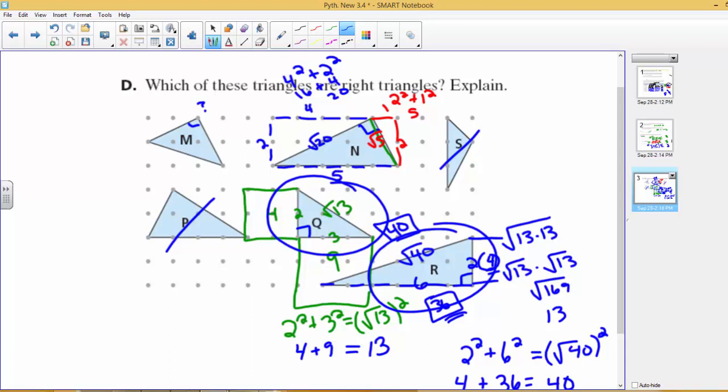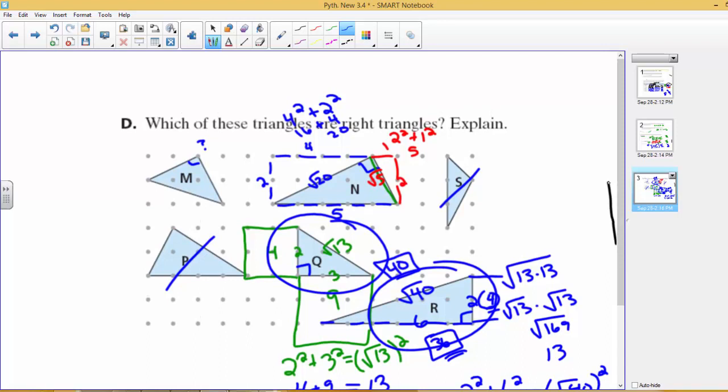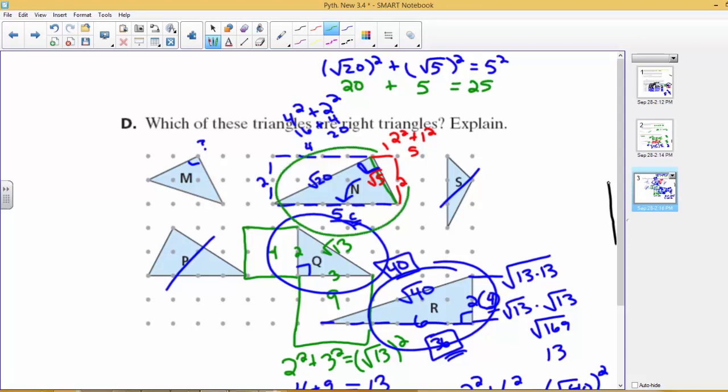So the question is, 5 is the biggest side. This is the potential 90-degree angle. So this is going to be our C value. So is the square root of 20 squared plus the square root of 5 squared equal to 5 squared? Well, the square root of 20 squared is 20. The square root of 5 squared is 5, and then 5 squared is 25. This does work, so this is a right triangle.